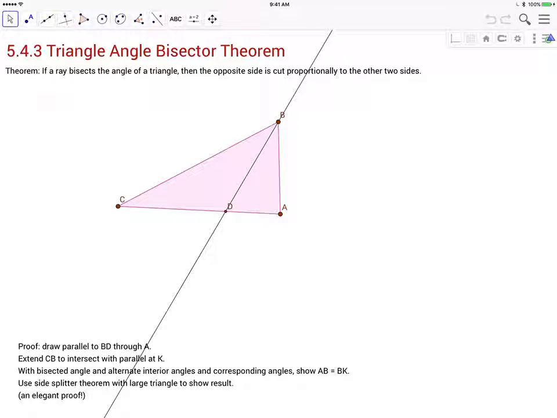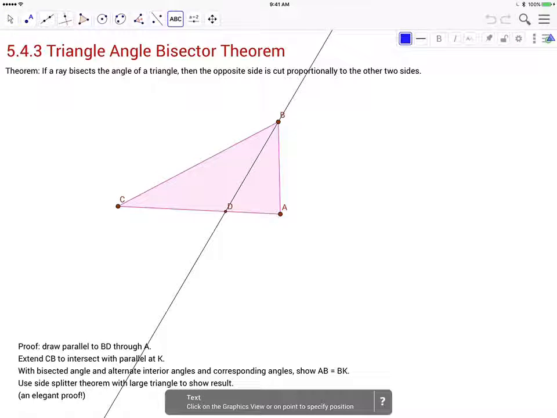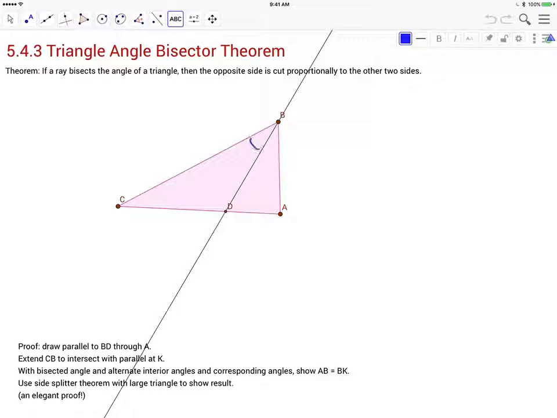If a ray bisects the angle of a triangle, so in this case, ray DB is bisecting angle B, then the opposite side is cut proportionally to the other two sides. So what this is saying for this particular picture is that since this is an angle bisector, it will cut at D in such a way that DA relates to DC the same way that AB relates to CB, right? The pieces relate in the same way that the other two sides relate.